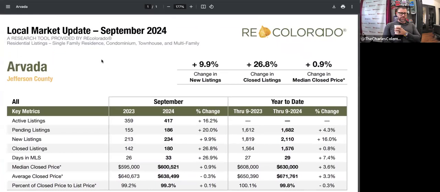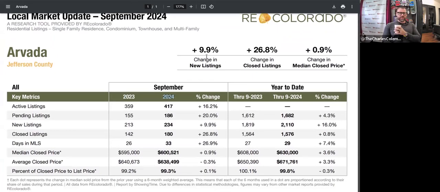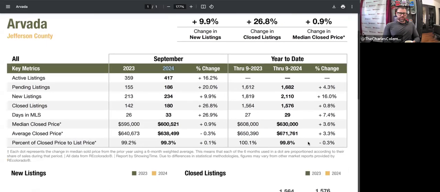We can actually go through and say Arvada specific over the last year, right? Because we're doing year over year data. This is 2023 September, 2024 September. We can see that we've had 9.9% more listings. Let's round it up, let's call it 10%. We've seen 10% more listings hit the market. We have seen 26.8%, let's round it up again, 27% more units closed. And we've seen the median price point go up 1% in Arvada specifically.